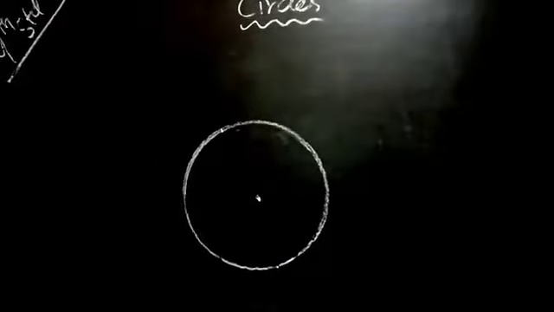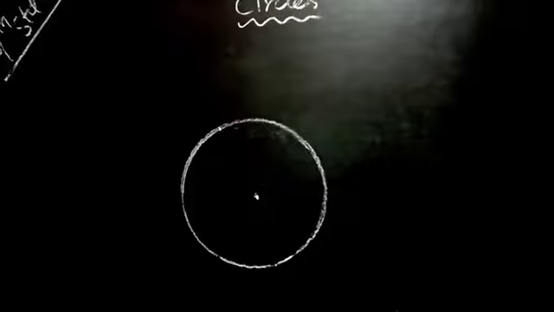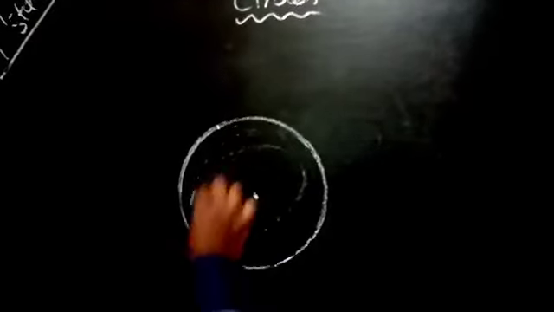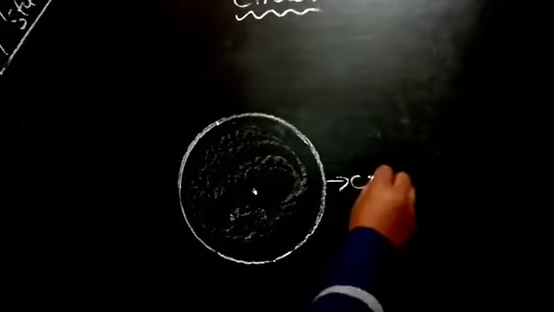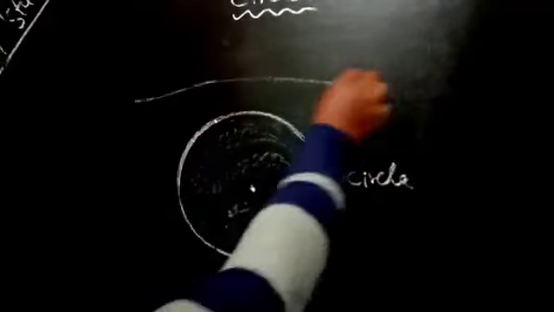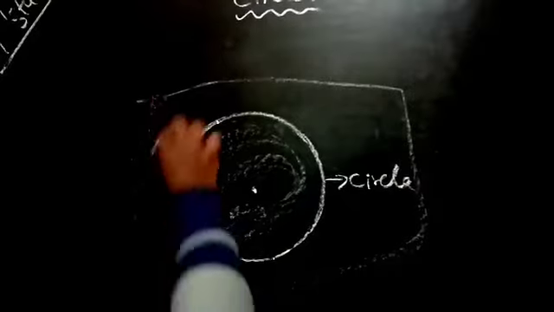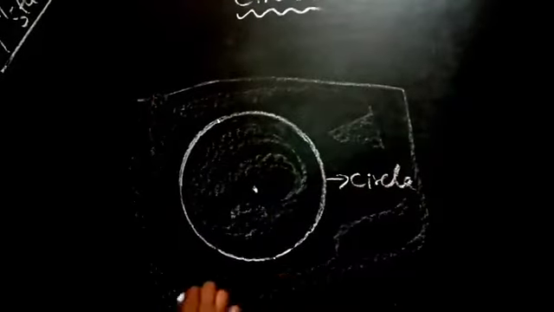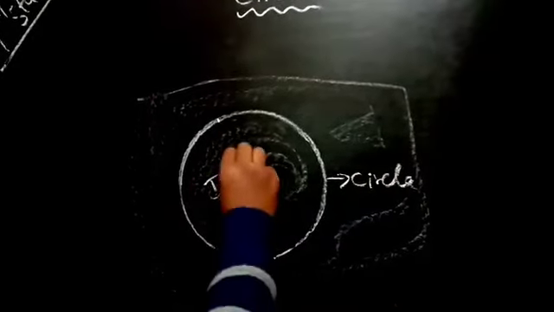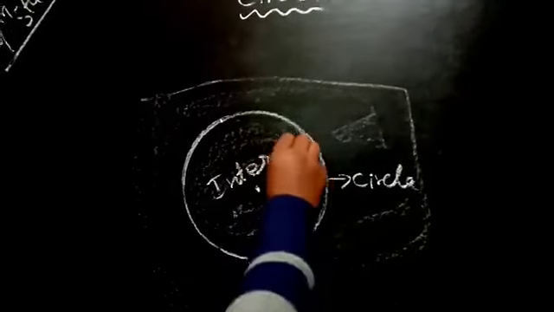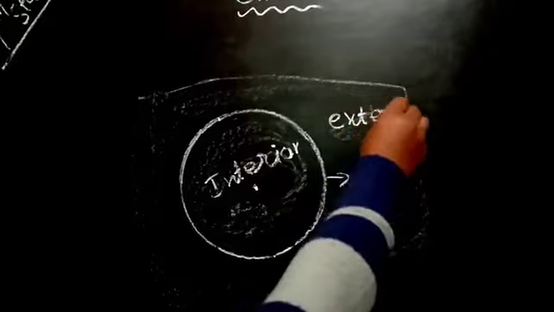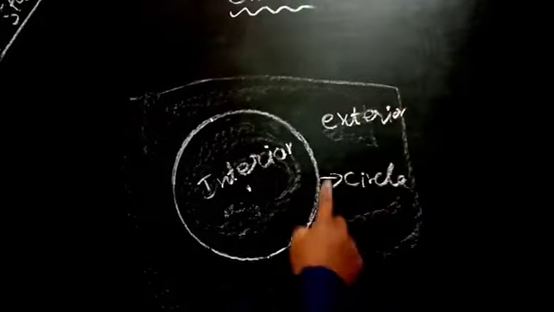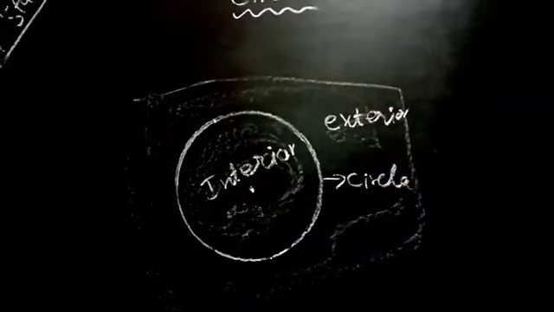A circle divides the plane into 3 parts. One is interior, one more is the circle, and this is the exterior portion. Interior, exterior and circle. We have 3 parts.